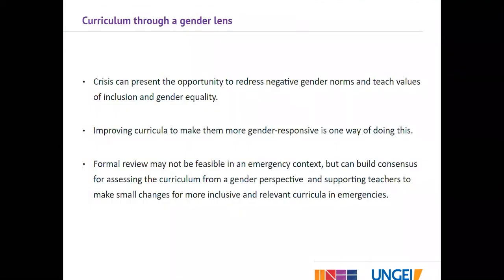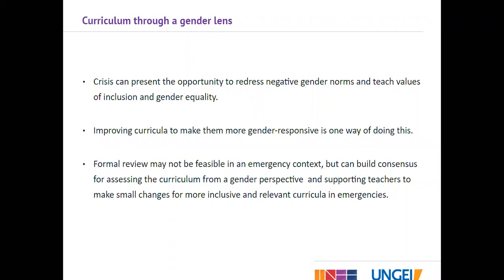So curriculum content can play an important role in the promotion of sustainable recovery, as we know, through contributing to rebuilding social cohesion and developing positive national identities, for example. And crisis often changes the education environment and can present us with the opportunity to address negative gender norms and teach values of inclusion and gender equality. So improving curricula to make them more gender responsive is one way of contributing to this.